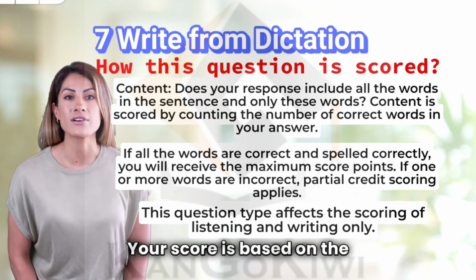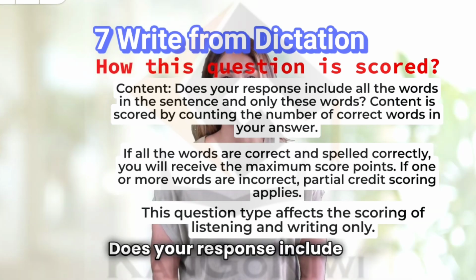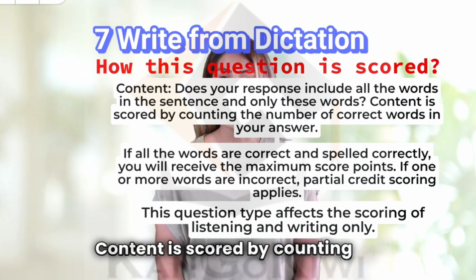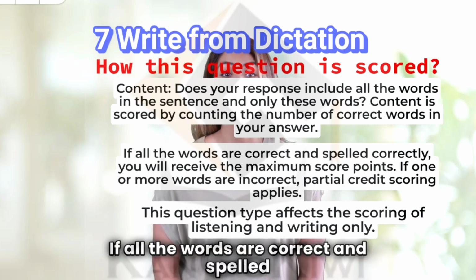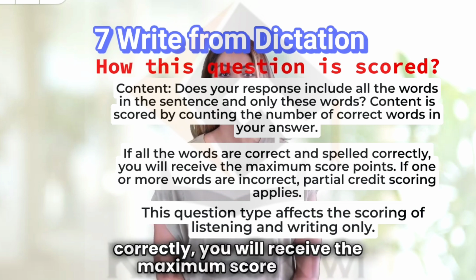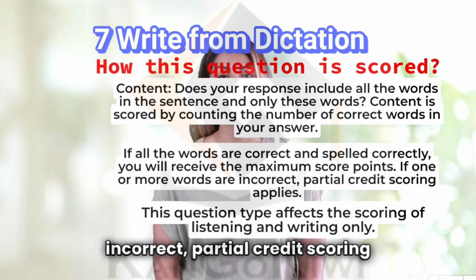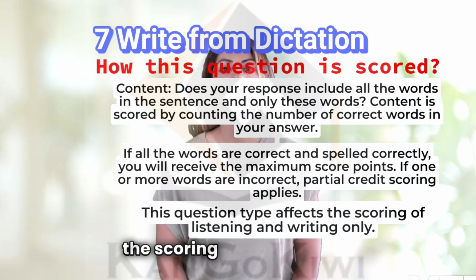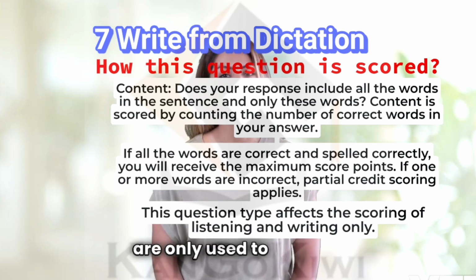Your score is based on the following factor: content. Does your response include all the words in the sentence and only these words? Content is scored by counting the number of correct words in your answer. If all the words are correct and spelled correctly, you will receive the maximum score points. If one or more words are incorrect, partial credit scoring applies. Please note, this question type affects the scoring of listening and writing. Your speaking skills are not tested by this question type, and your reading skills are only used to read the instructions.